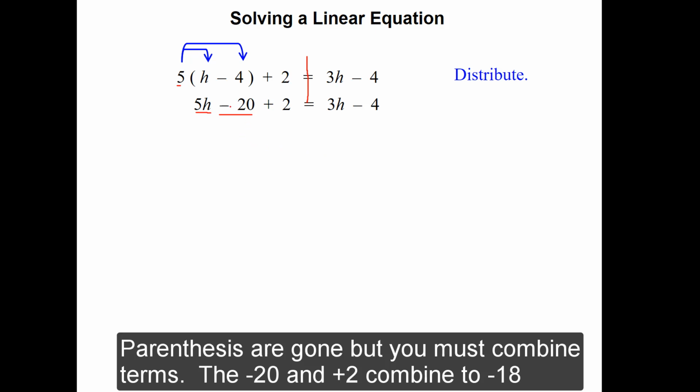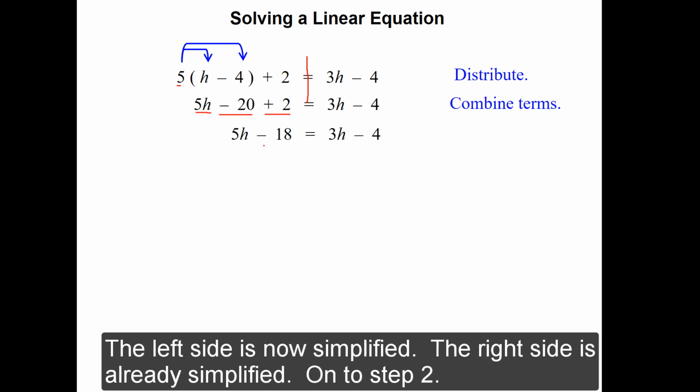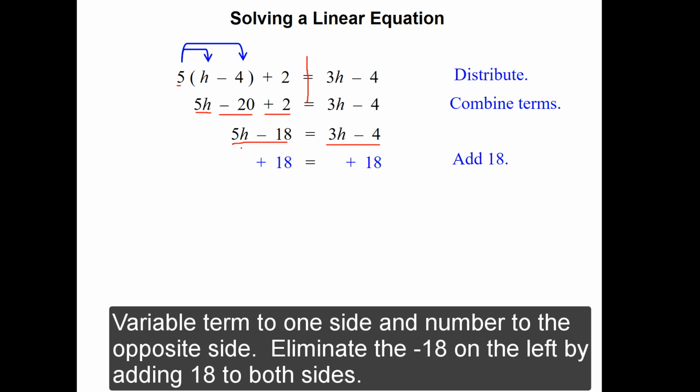of the equation. So I've eliminated the parentheses, but I still have terms to combine together on the left because I have these two numbers. So -20 and +2 combines to get -18. I have simplified the left side completely because there's a variable term and a number, and the right side is already simplified. So now I go on to step 2. I want to isolate the variable term to one side and numbers to the other, so I will eliminate the -18 on the left side by adding 18 to both sides.